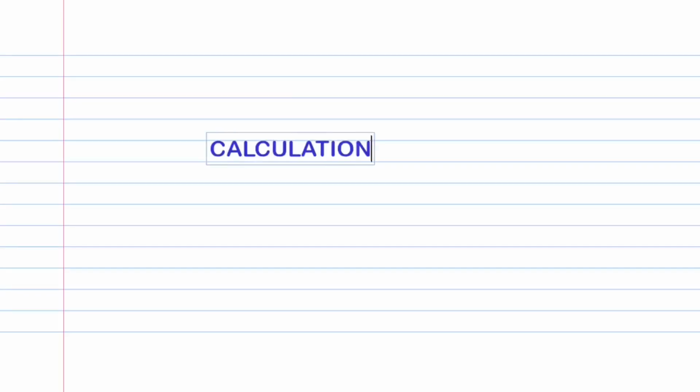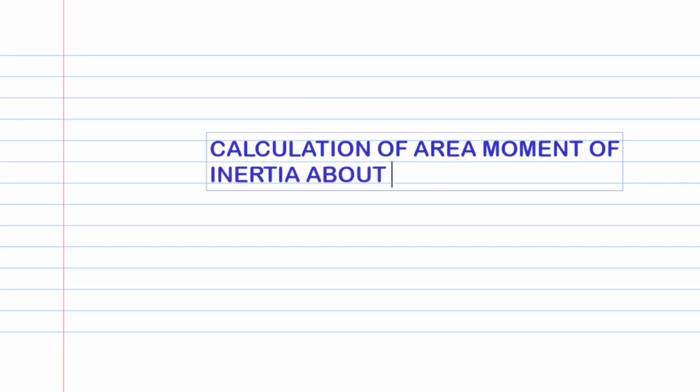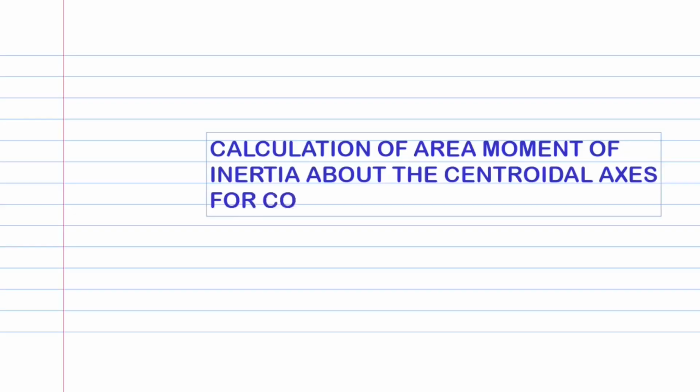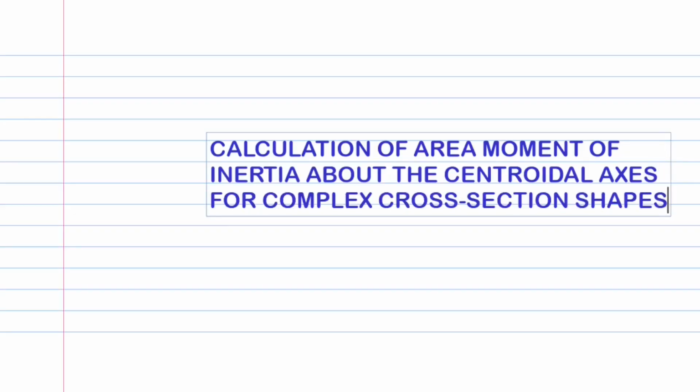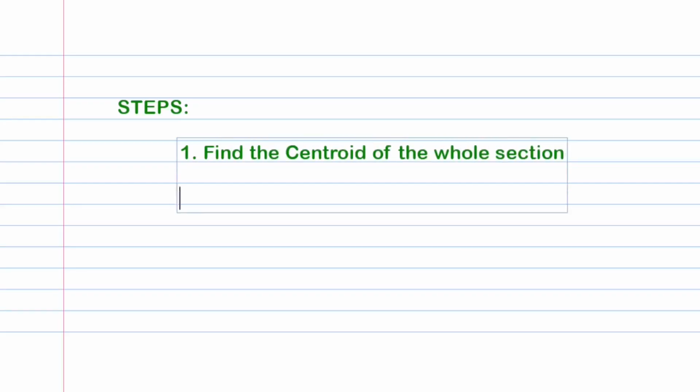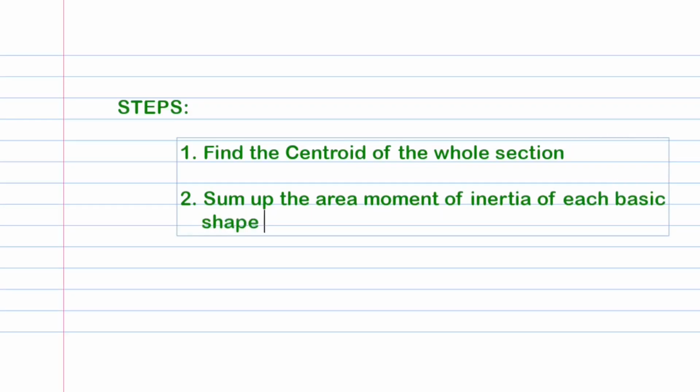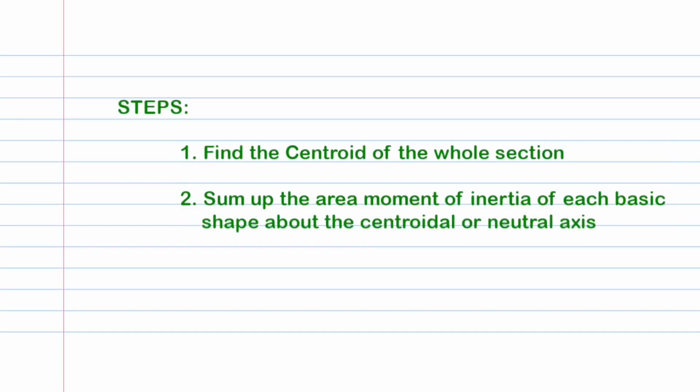Welcome. In this lecture, we shall calculate the area moment of inertia for some complex cross-section shapes about the respective centroidal or neutral axis. The steps are: find the centroid of the complex shape, which is but a combination of basic planar shapes, and add the moment of inertia of each basic shape about the centroidal or neutral axis of the whole section to calculate the net moment of inertia.